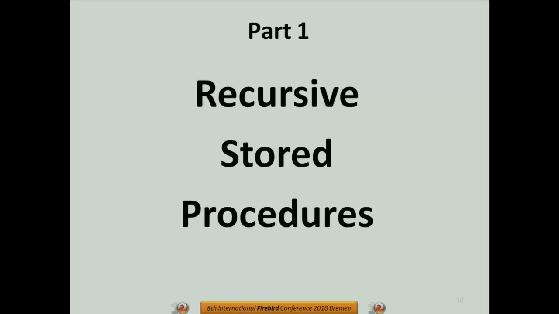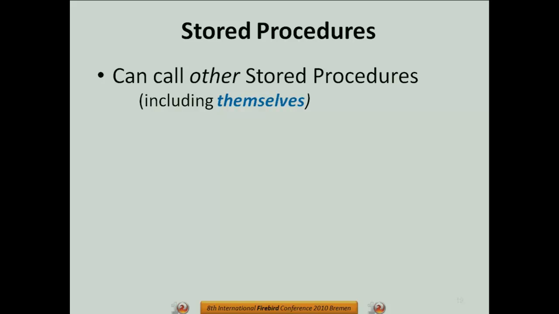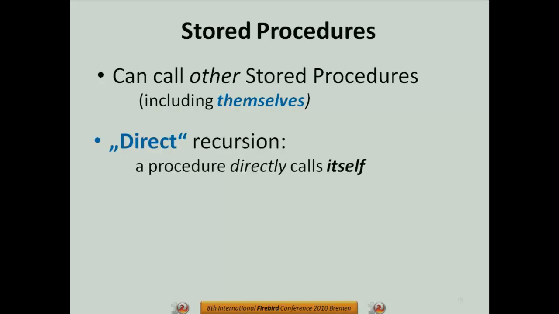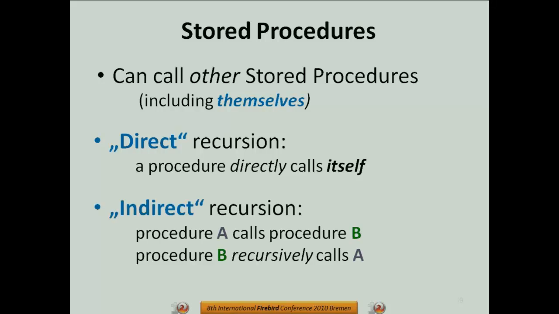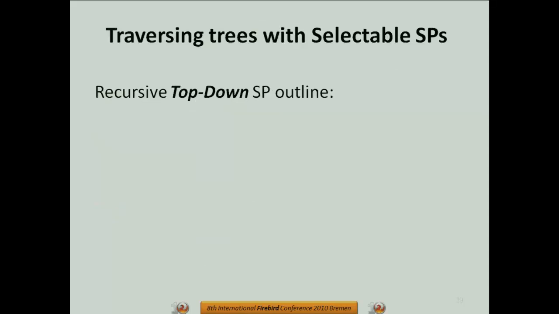So, let's start off with the first part, recursive stored procedures. One thing that's really strong about stored procs, obviously, is that they can call other stored procedures, and that includes themselves. You can have two flavors of that. One is what I call direct recursion, where one procedure directly calls itself. The other has a step in between: you can write a procedure A that calls a procedure B, and in there make a recursive call to procedure A. Or you can do this with three procedures or whatever you want.